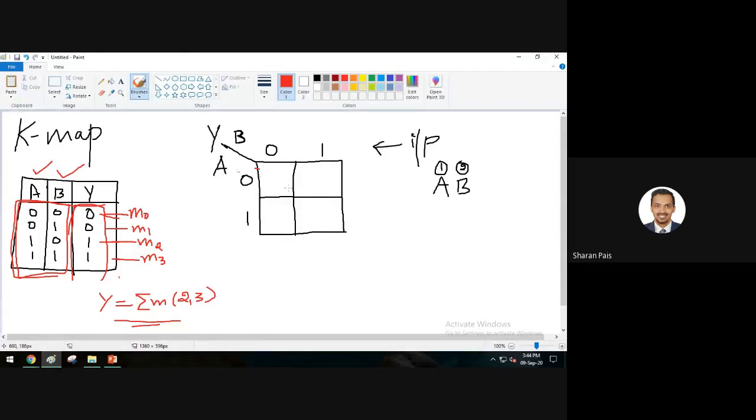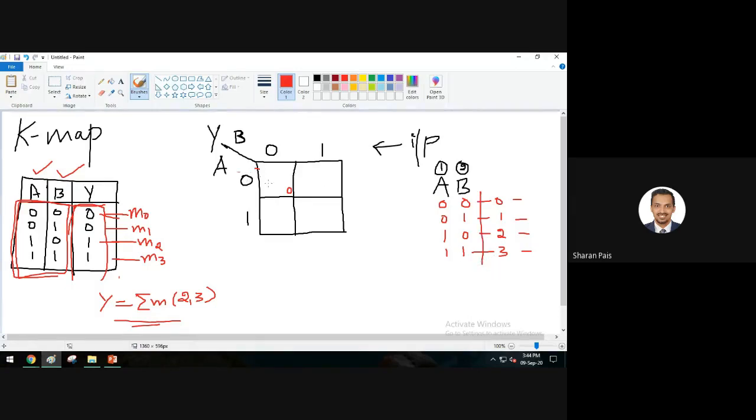What is the position? 0. If you go with the decimal, you go with 0, 0. What is that value? 0. 0, 1. What is the binary value? 1. 1, 0. Binary. What is that? 2. 1 and 1. What is the binary value? 3. Like that also you can take. This is M0. This is M1, M2, M3. And this is one more way.